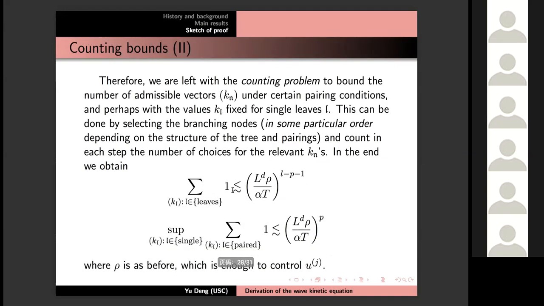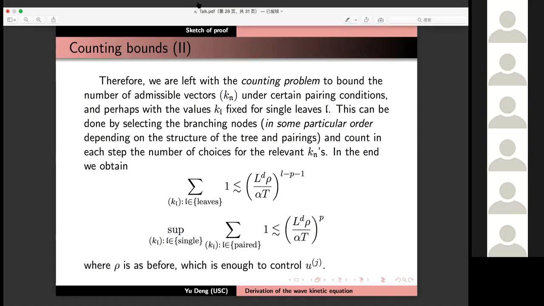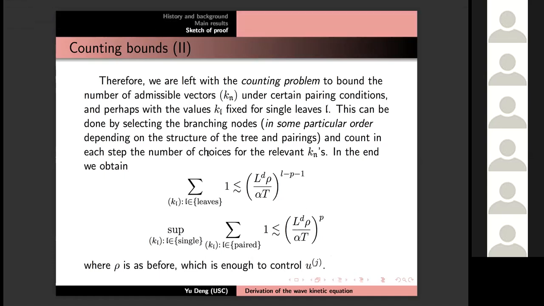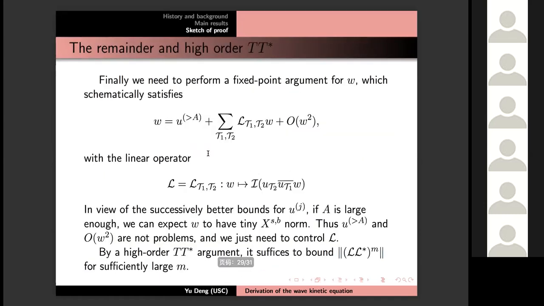And then this eventually will lead to the bound for the higher order Gaussian terms. And once we have the bounds for the higher order Gaussian terms, the next thing is to perform a fixed point argument for the remainder term W. And essentially, you can see that the most important thing is the linear term in W, and for this linear term you have to show that it satisfies an L2 to L2 bound, like a negative power, and here we're doing it by a higher order TT star argument.